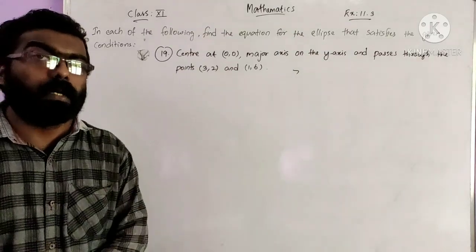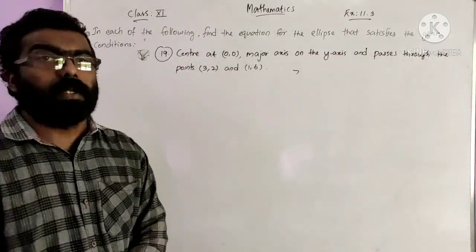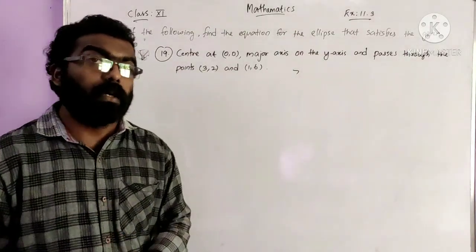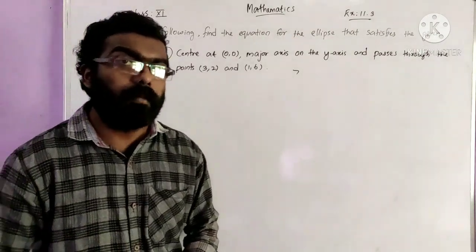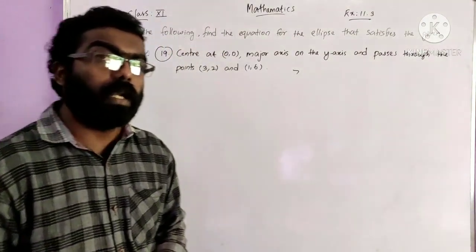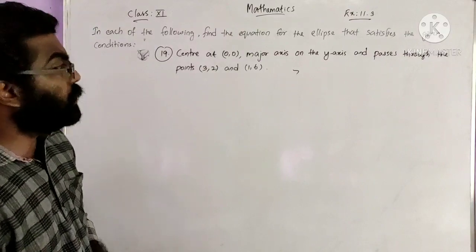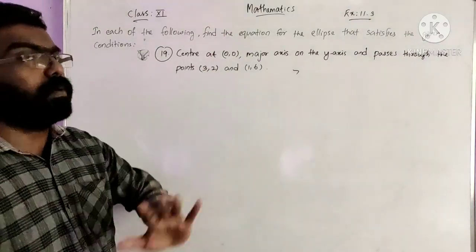That means center is at the origin. Major axis on the y-axis. That means it is of the second type. X square by b square plus y square by a square equal to 1. And passes through the points 3, 2 and 1, 6.